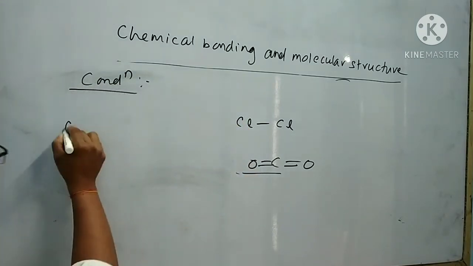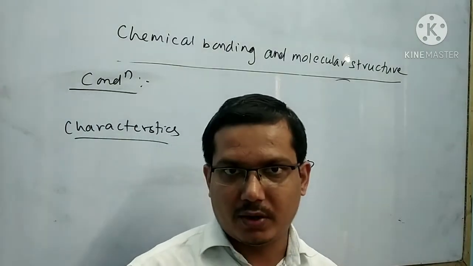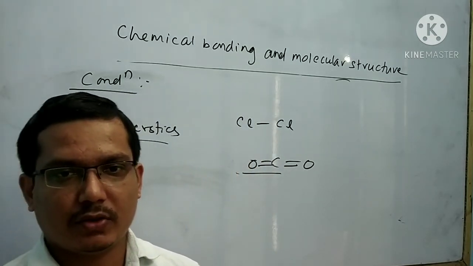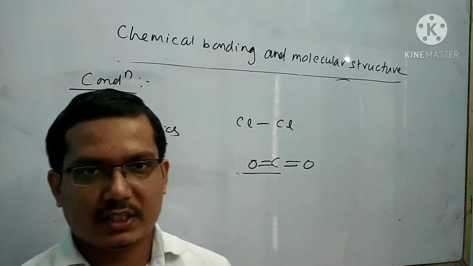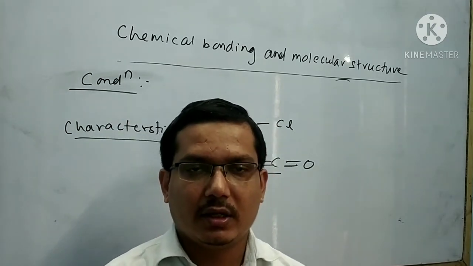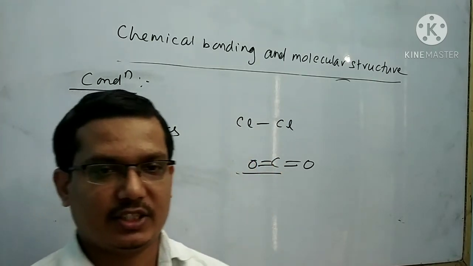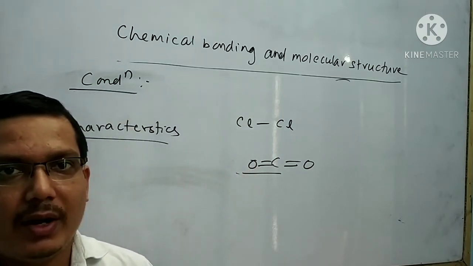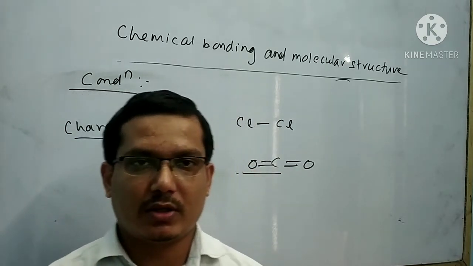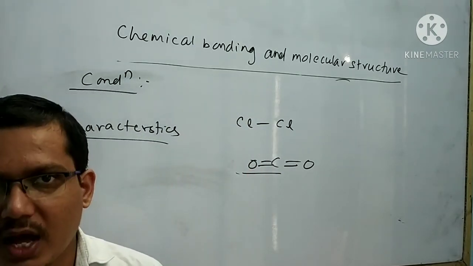Next I will discuss the characteristics of covalent compounds. A compound which contains covalent bonds is a covalent compound. The first characteristic is that most covalent compounds are liquids or gases. That means maximum covalent compounds are present in the liquid or gaseous state. We know that covalent compounds do not give ions, they only give small molecules or atoms. That's why covalent compounds are considered nonpolar solutes.